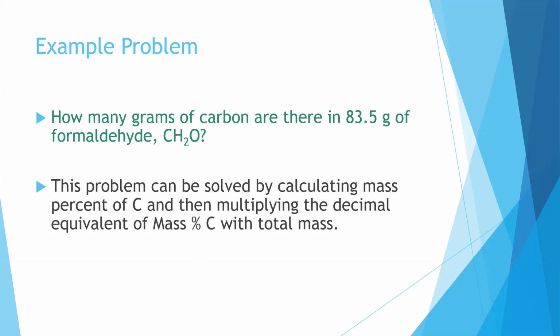I'm sorry I did not give you a periodic table. So formaldehyde, carbon is 12, hydrogen is 1, and oxygen is 16. Actually, for this part, I'll guide you through this calculation, and in the next two, I'll leave it as an exercise. So the first thing we want to do is do the mass percent of carbon.